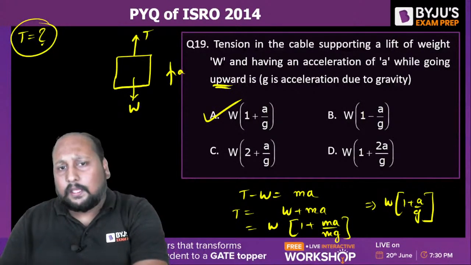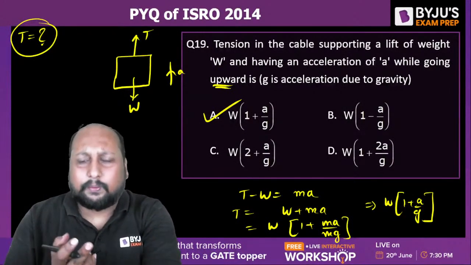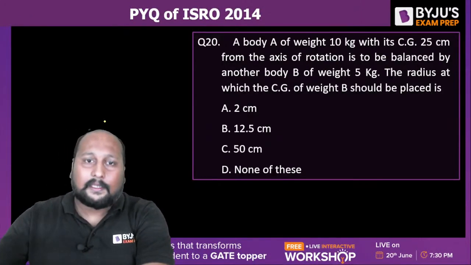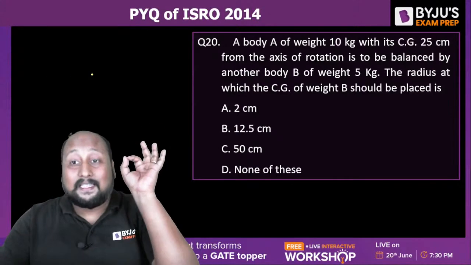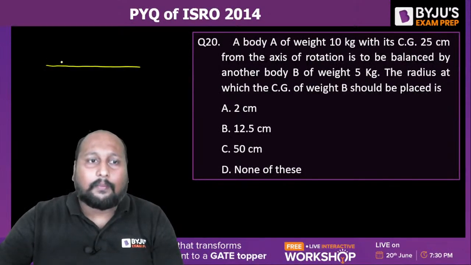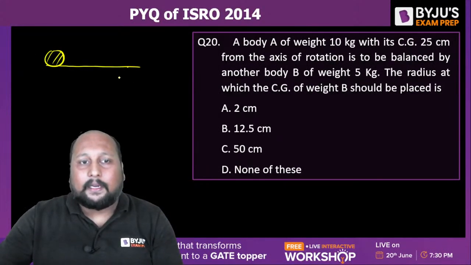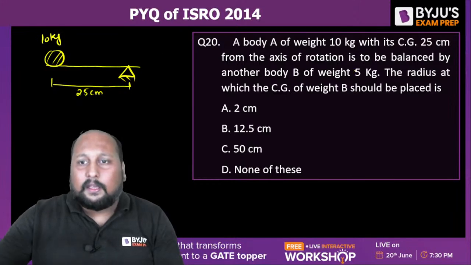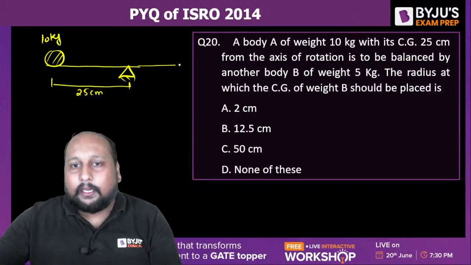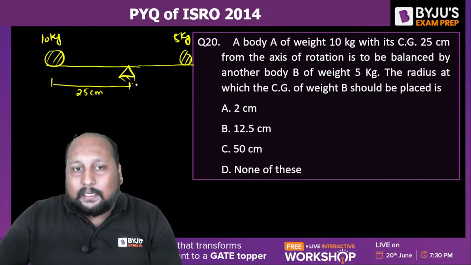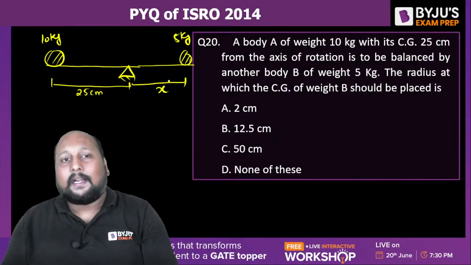Next question on the screen. Is this clear? By simple, I don't think any explanation is required in this. This is the last question. A body of weight 10 kg, whose CG is at 25 centimeter from the axis of rotation. Let us suppose this is a body, right? And it is kept at a distance of 25 centimeter from the axis of rotation. Okay, this 10 kg is to be balanced by another body of weight 5 kg, right? Then what is the distance that I need to keep so that our system is balanced?